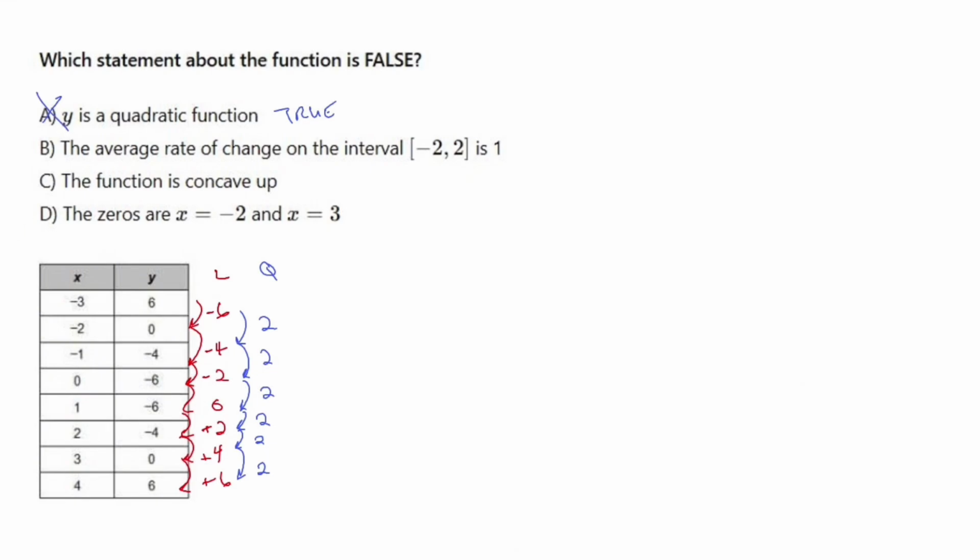The average rate of change on the interval -2 to 2 is 1. The average rate of change formula is found by doing (f(b) - f(a)) / (b - a). So a and b are going to be the interval endpoints. If you're going to be my a and you're going to be my b, then you would be my f(a) and you would be my f(b).